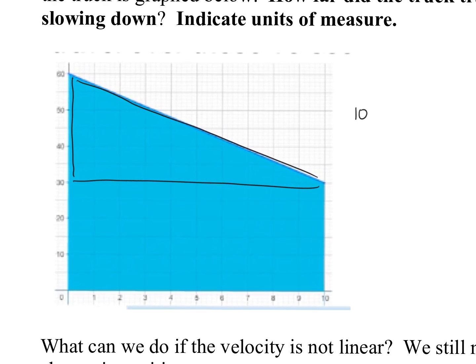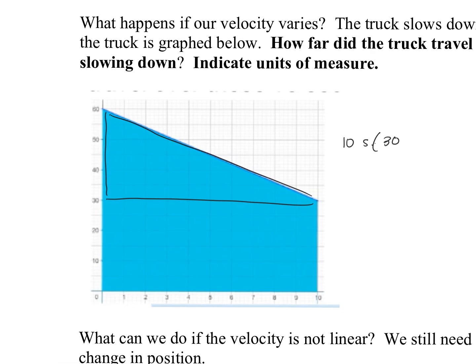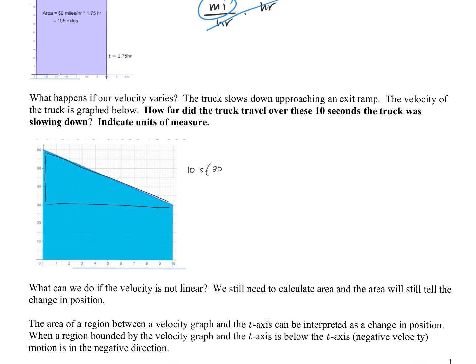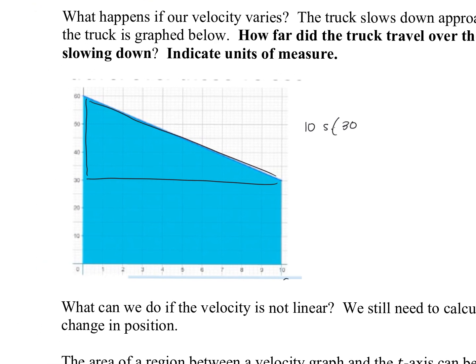10. So I'm going to do base of 10 seconds. You don't really need the units. I just want you to see how they are going to cancel out. Times my height. My height from 30 to 60 is going to be 30. Very good. And that was talking about units, we're going to say that it was miles per hour. We're going to do seconds and miles per second. Let's do that. Let's make our lives a little easier.